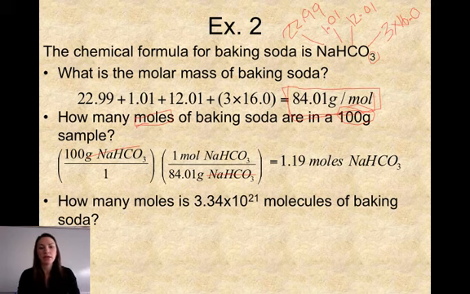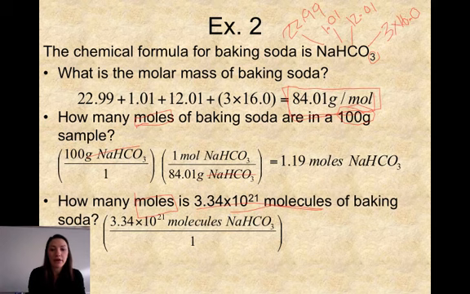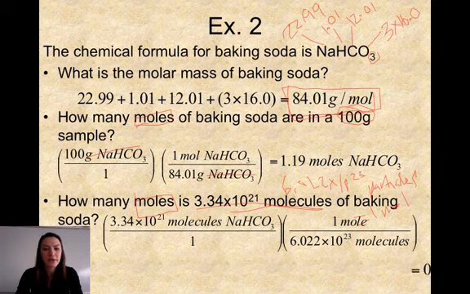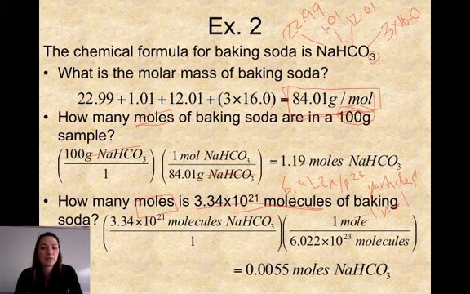So start with your molecules over 1, and then what you need to do is put your number of molecules in the bottom so that it cancels out. Remember that you have 6.022 times 10 to the 23rd particles in 1 mole. So that 6.022 times 10 to the 23rd particles, or molecules, is going to go on the denominator, and you have 1 mole on the top. You're going to do the math out. Don't forget to use your parentheses, order of operations in your calculator. And we should be getting 0.0055 moles of baking soda.